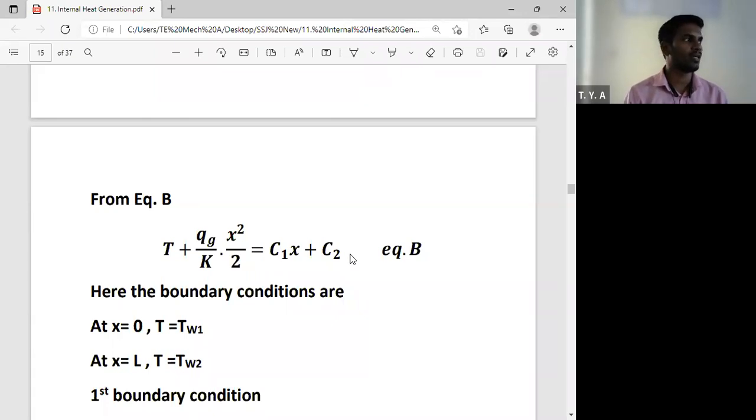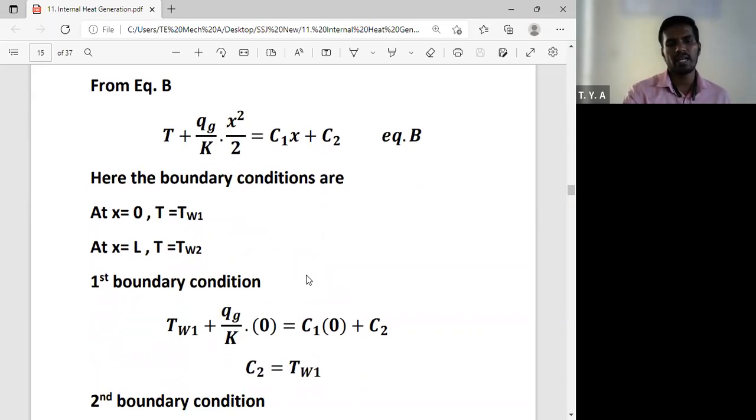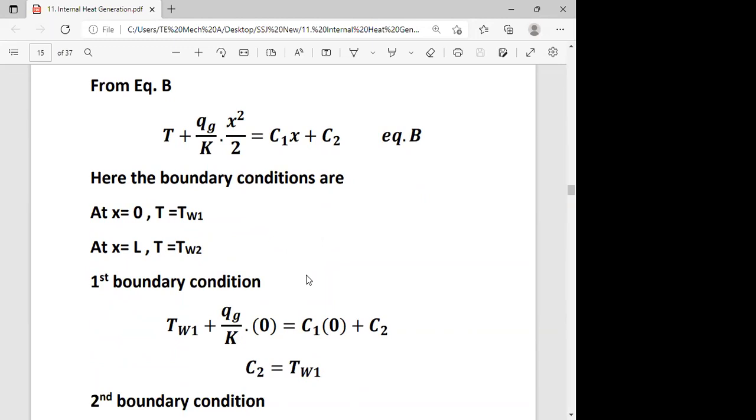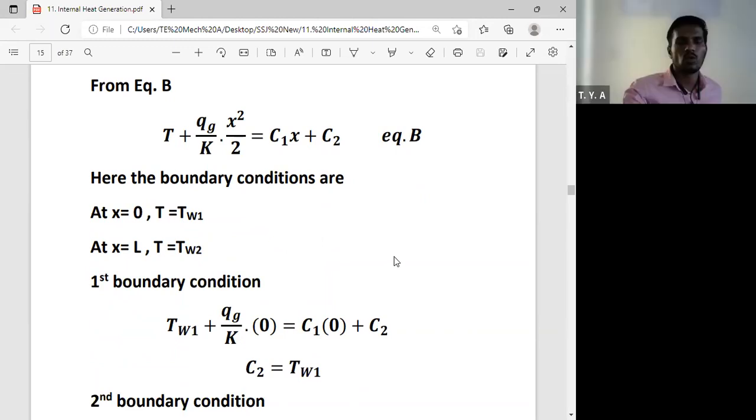In case 1, what are the boundary conditions? X is equal to 0, T is equal to TW, and X is equal to L, then also T is equal to TW. But in this case, if X is equal to 0, then T is equal to TW1, and if X is equal to L, then T is equal to TW2. Okay, so all of you write down: here the boundary conditions are at X is equal to 0, T is equal to TW1, and at X is equal to L, T is equal to TW2.